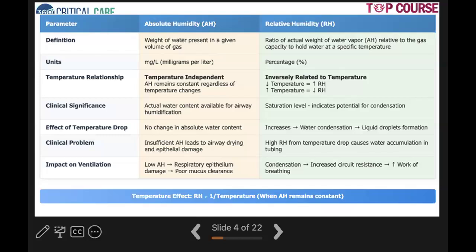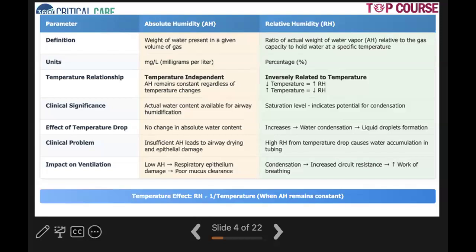If you have doubts, as you're not responding, guys, I have to move on. So usually absolute humidity is measured in milligrams per liter, and relative humidity, because it's a ratio comparing how much volume it can accommodate, is measured in percentage. Normally, absolute humidity is temperature independent. Meaning, you select a device with a particular absolute humidity, and it is going to humidify the circuit as per its value. It is not temperature dependent.